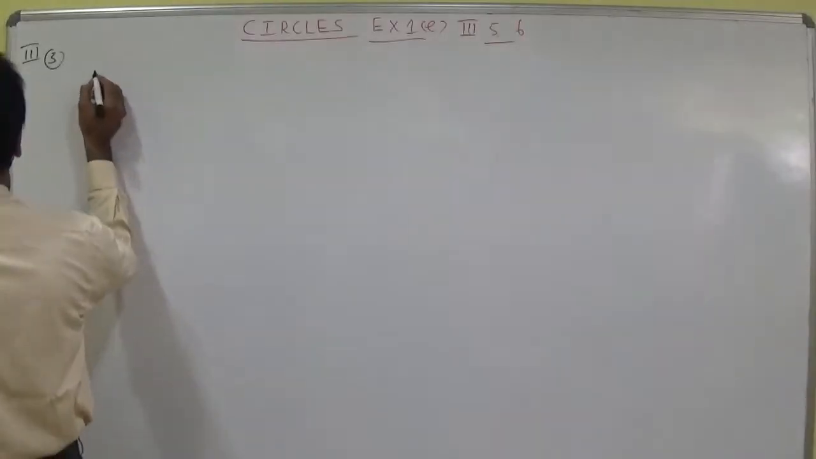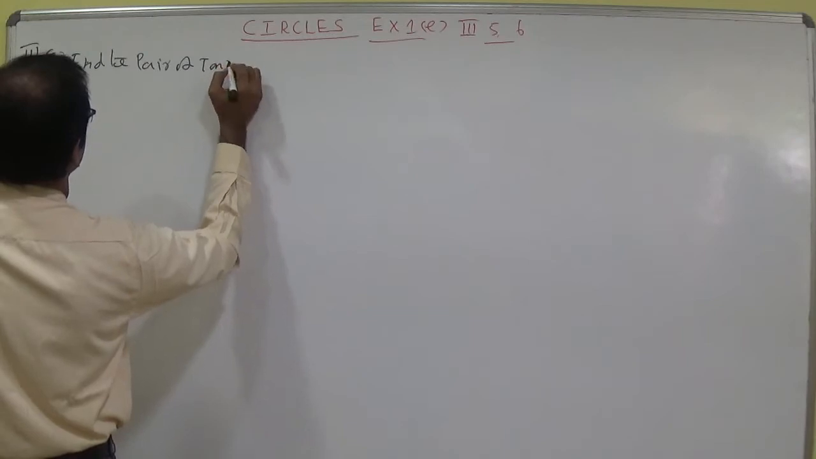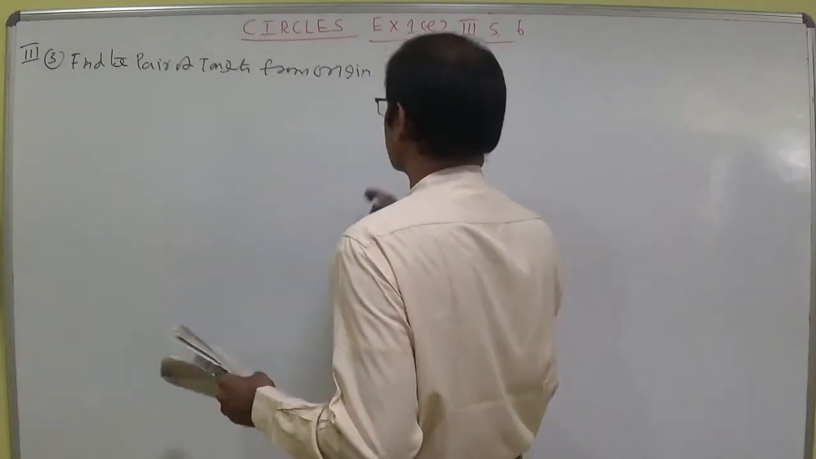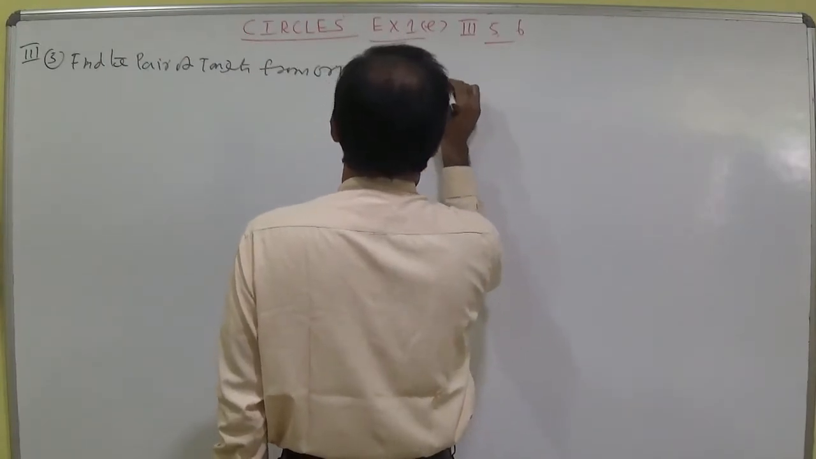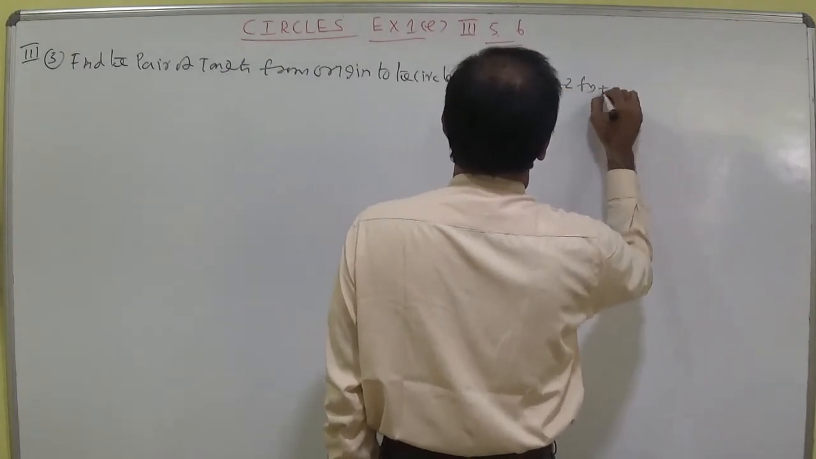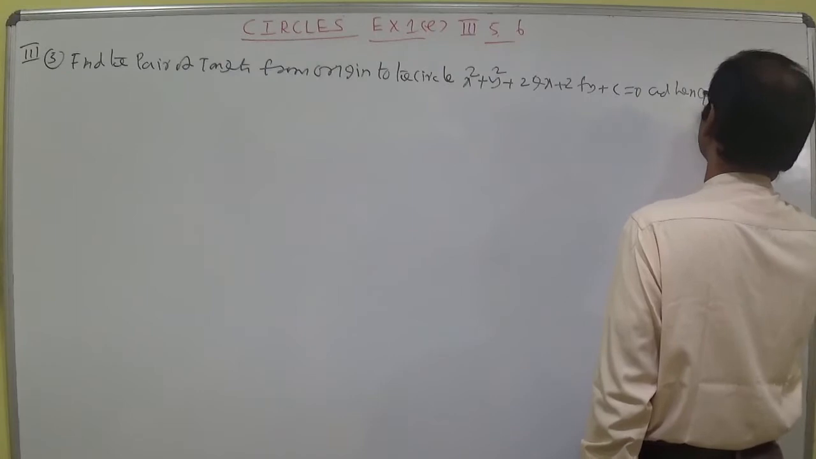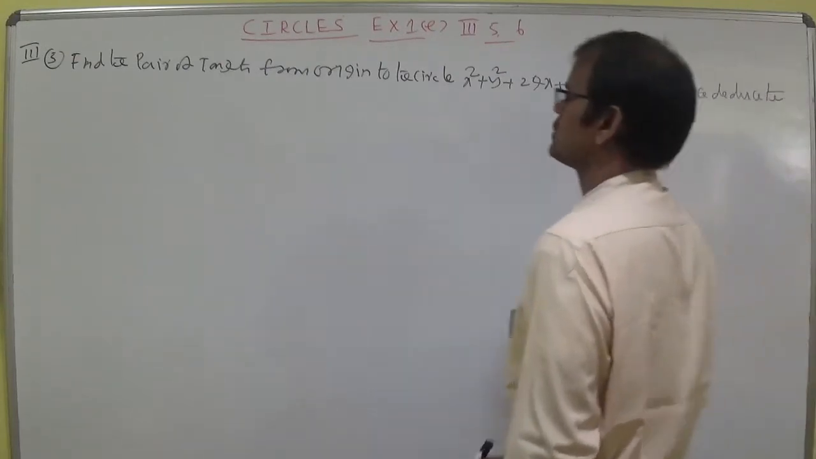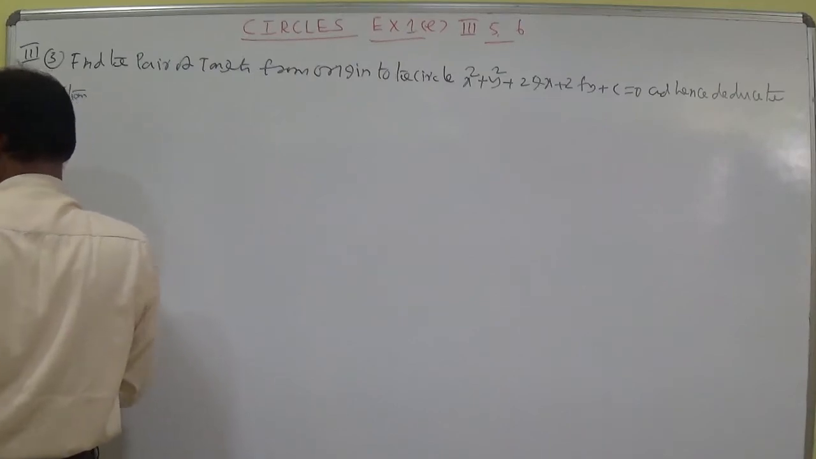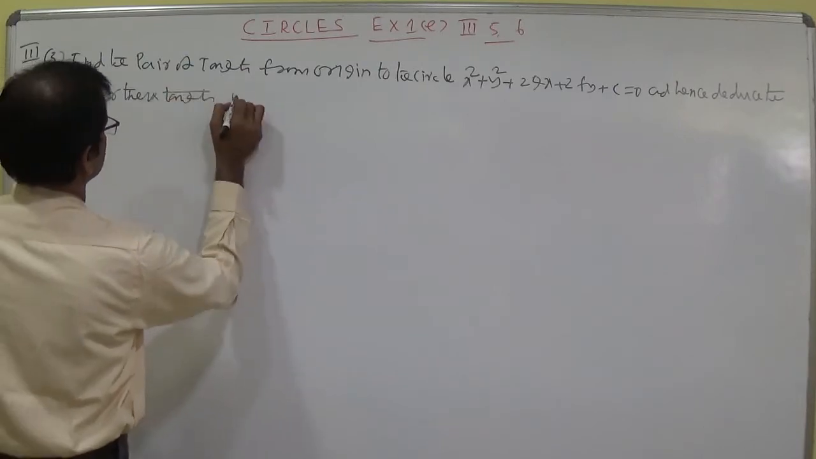Find the pair of tangents from origin to the circle x square plus y square plus 2gx plus 2fy plus c is equal to 0, and hence deduce the condition for these tangents to be perpendicular.